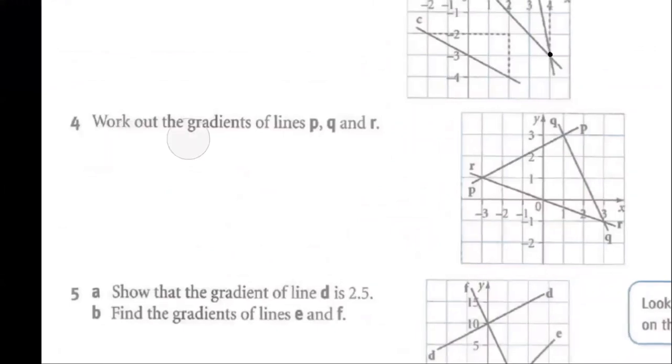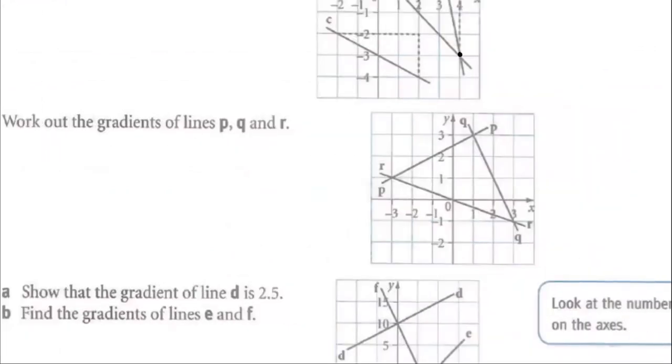Okay. Work out the gradients of P, Q, and R. So now let's label them with colors so it's easier for us to see. Let's label P first. If I pick two coordinates here, I would pick this one and this one. I would use the triangle method. You can see 1, 2, 3, 4 for y, and for x, 2. So 5. This is for P.